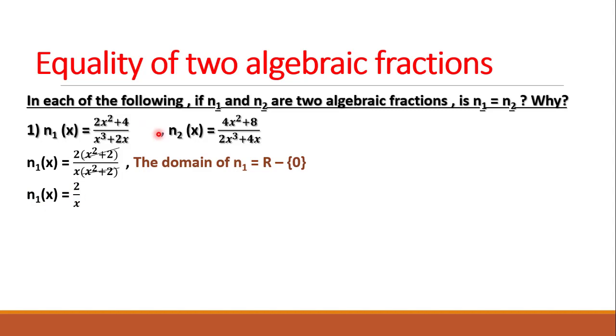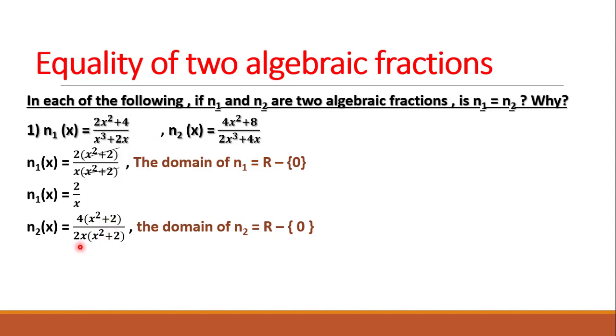Let's move to n2 of x. I'll factorize. Here we have 4 multiplied by x power 2 plus 2, and here I'll take 2x as a common factor, then I have x power 2 plus 2. What are the zeros of the denominator? Only 0. Only 0 makes the denominator equal 0. So the domain of n2 equals r minus 0.